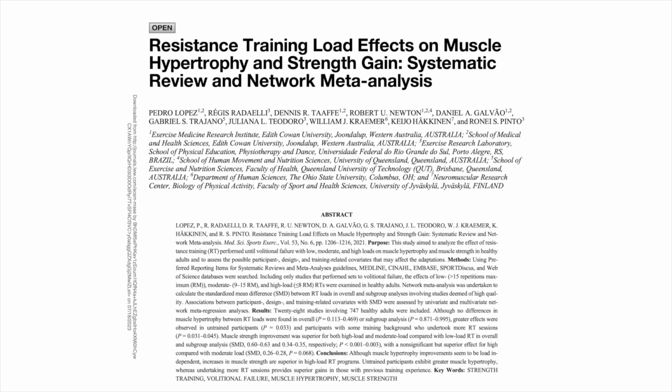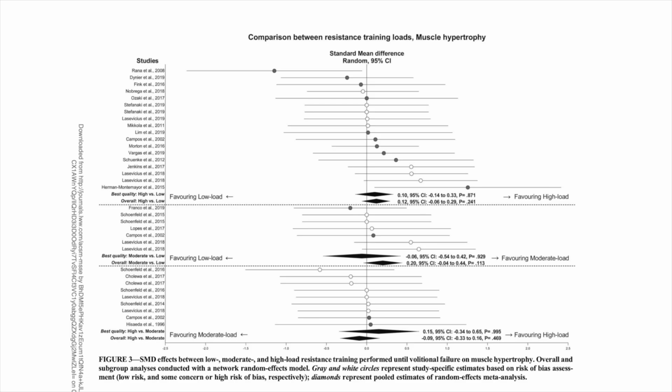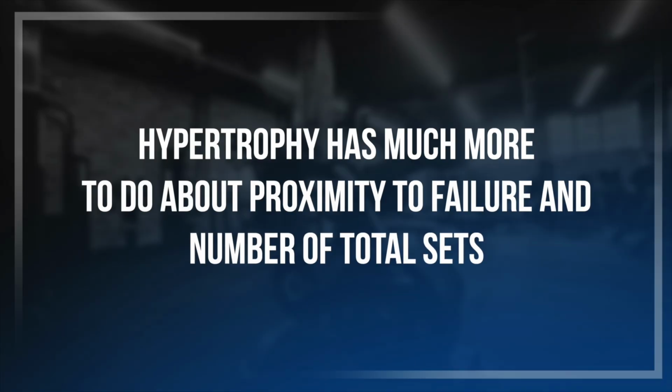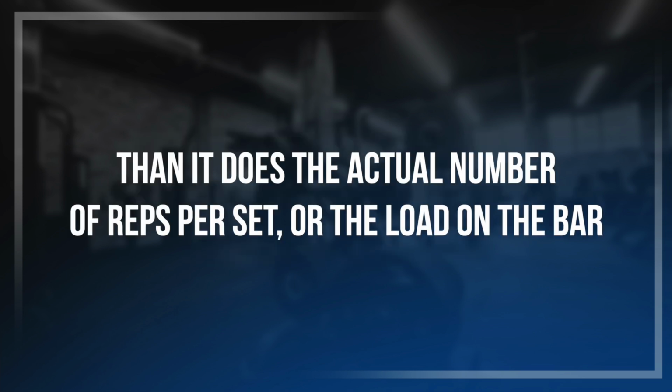For example, check out Lopez 2021. This is a meta-analysis of 28 studies with 747 subjects, all of which, in these very different studies, are training to failure, but just with different loads and comparing a similar number of sets. And while you do see higher strength gains for those doing sets with lower reps, you see equivalent hypertrophy across the board. So, as I've said, when it comes to hypertrophy specifically, it has much more to do with proximity to failure and number of total sets than it does the actual number of reps per set within a reasonable range or the load on the bar.